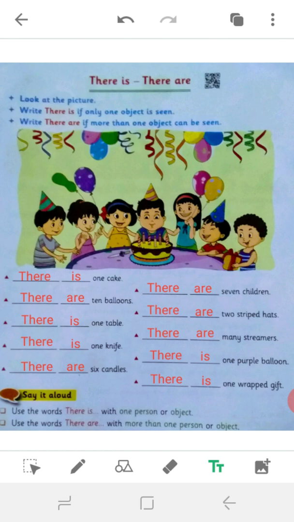Use the words there is with one person or object. Use the words there are with more than one person or object.